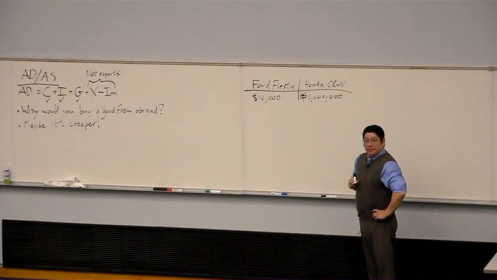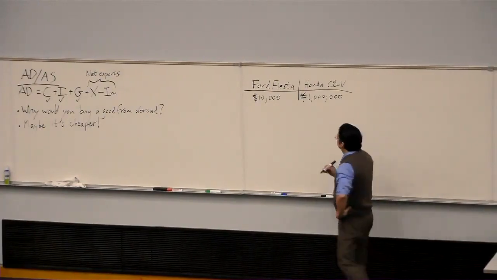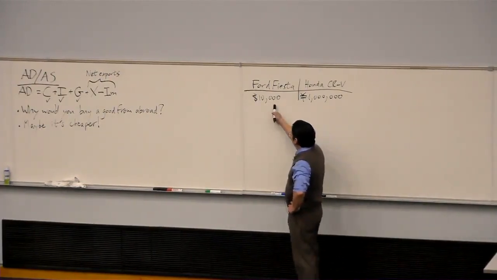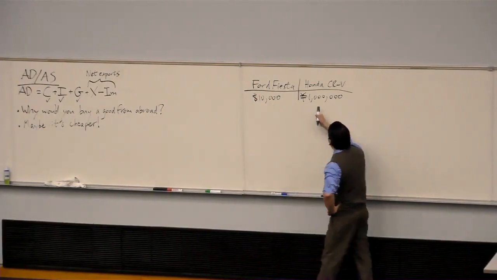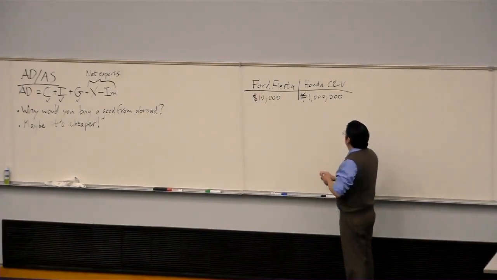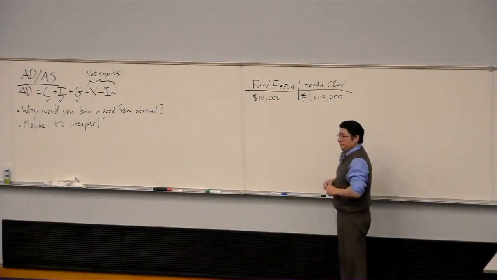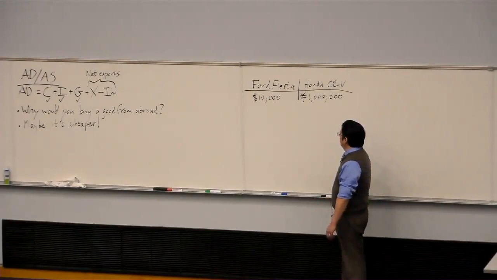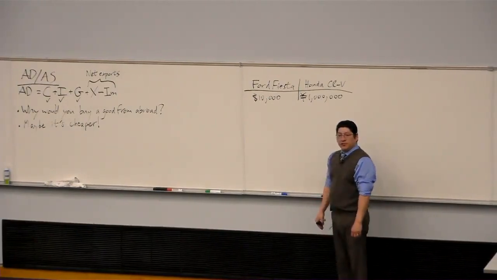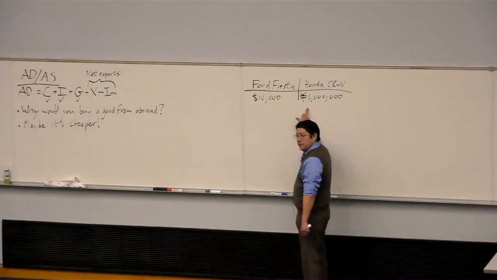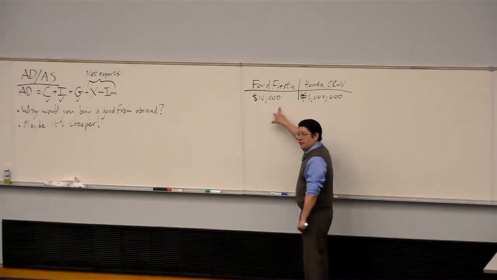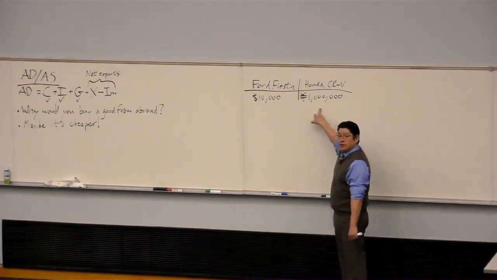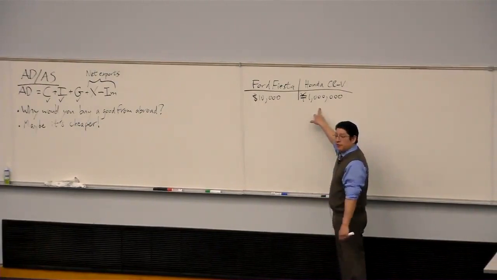We have a problem. The Ford Fiesta costs $10,000. The Honda CR-V costs 1 million yen. I can't tell which one's cheaper. I need one more piece of information, right? I need to know what's the exchange rate between the currency used here and the currency used wherever the potential import is coming from.